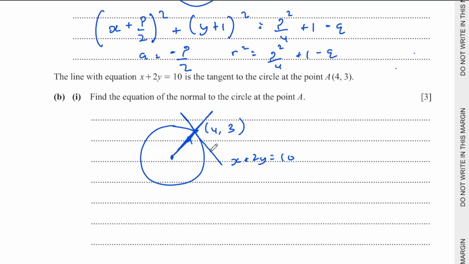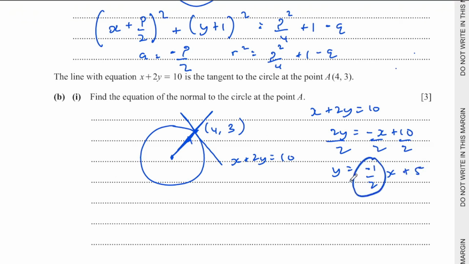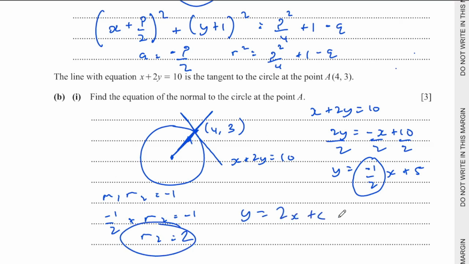Okay, so for this, remember these two are perpendicular, the tangent and the normal, and so we could find the gradient of the tangent. We'll find that instantly actually. x plus 2y equals 10, 2y equals negative x plus 10, divide by 2, which is y equals negative 1 over 2 x plus 5. So our gradient for our tangent is negative a half. With that, we can find the gradient of the normal. How? m1 m2 equals negative 1, so negative a half times m2 equals negative 1, which just tells us that m2 equals 2.